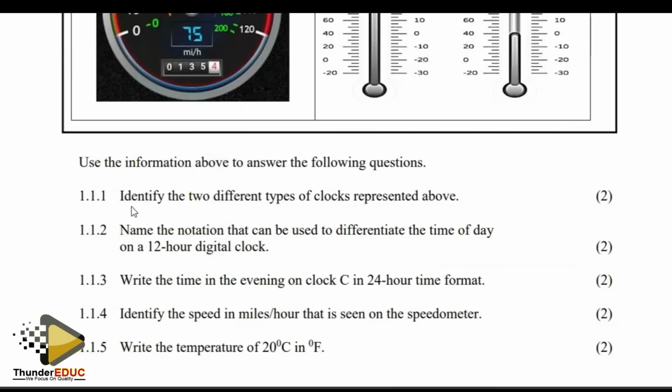Identify the 2 different types of clocks represented. We say we have one called the analog, and the second one is called the digital. Name the notations that can be used to differentiate the time of the day on the 12-hour system. So we shall use AM or PM.